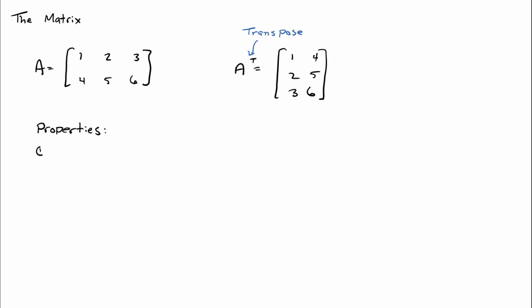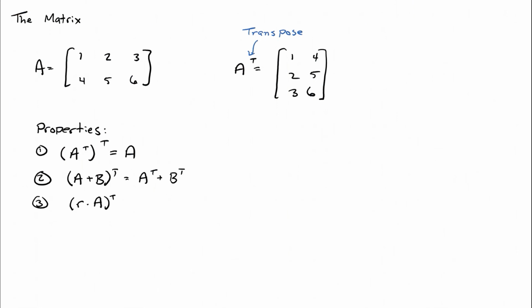First, (A transpose) transpose equals A. Second, (A plus B) transpose equals A transpose plus B transpose. Third, (rA) transpose equals r times A transpose. And finally, (AB) transpose equals B transpose A transpose. Be careful about the order on that last one. It's flipped.